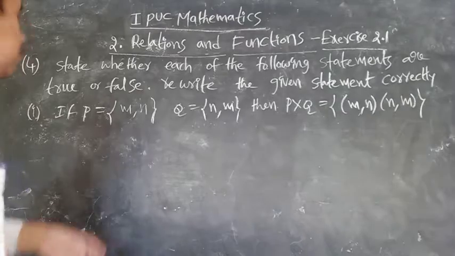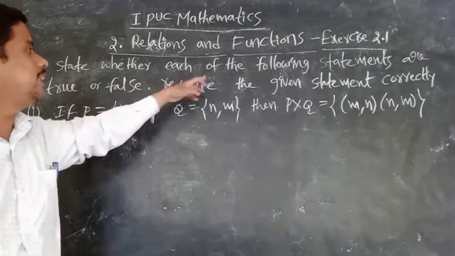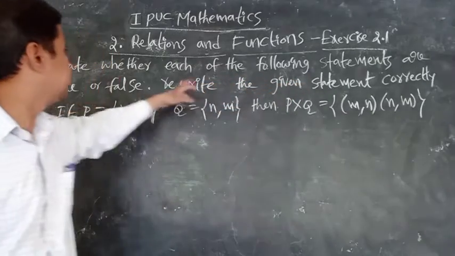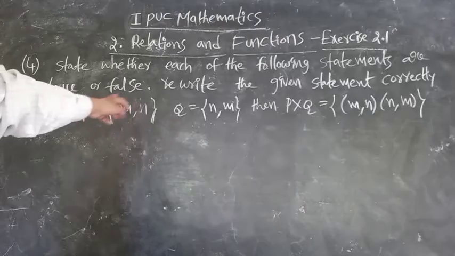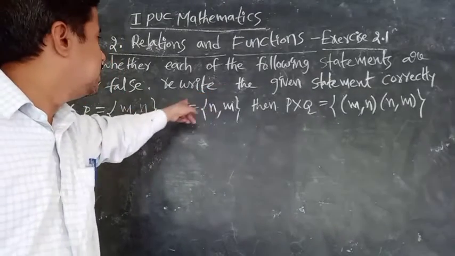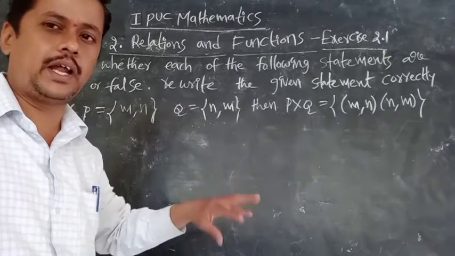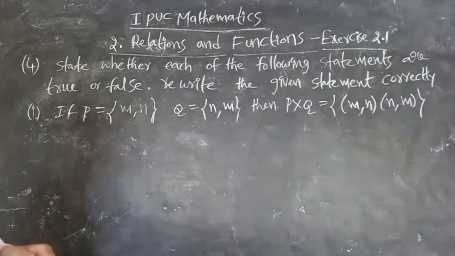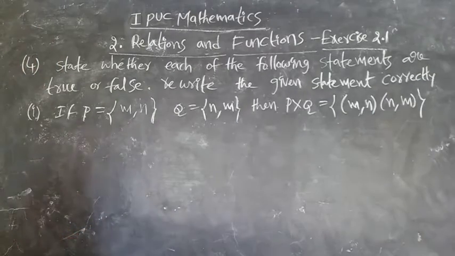Next we move to question number 4 in exercise 2.1. State whether each of the following statements are true or false. You have to identify whether the given statement is true or false. Rewrite the given statements correctly. If it is false, then write the correct statement. So three questions are there.